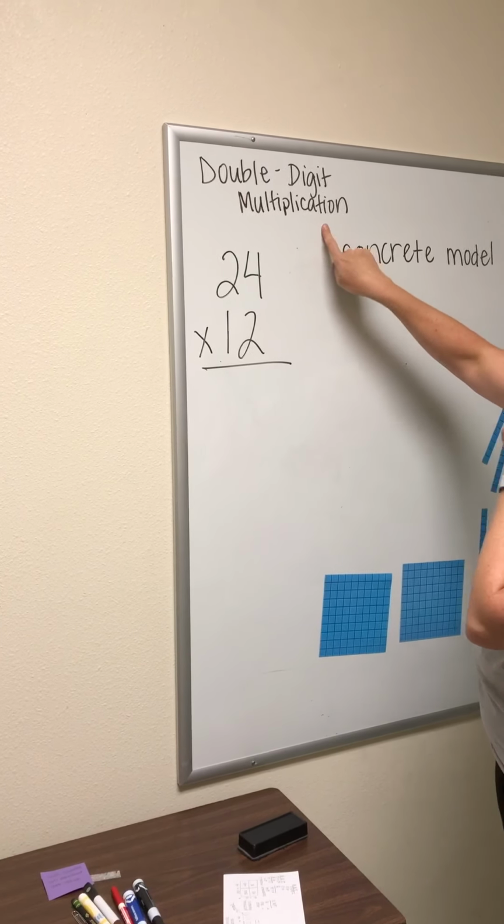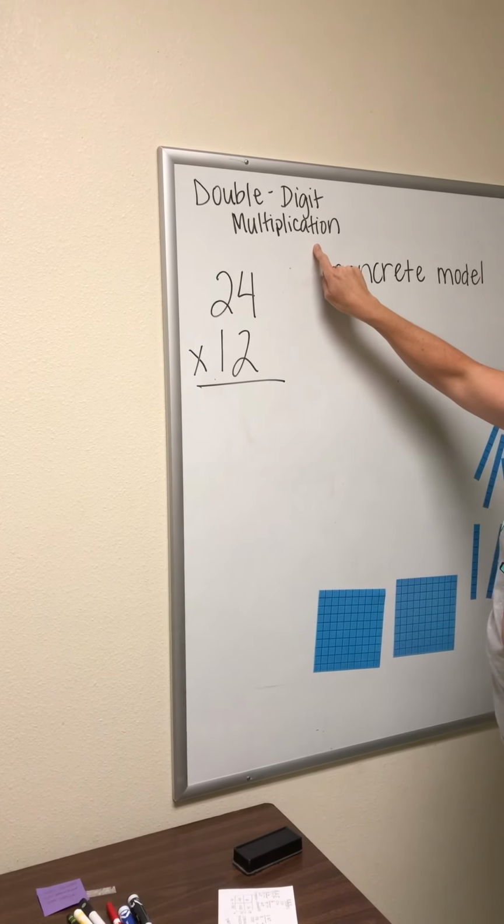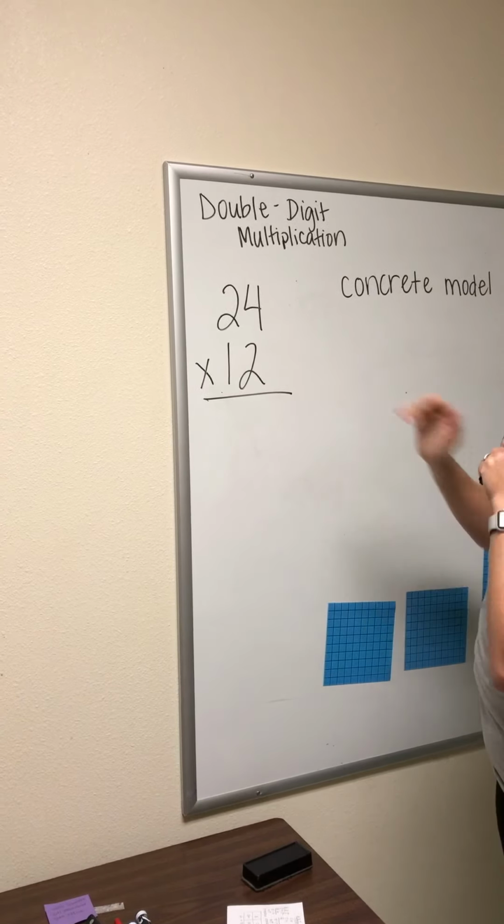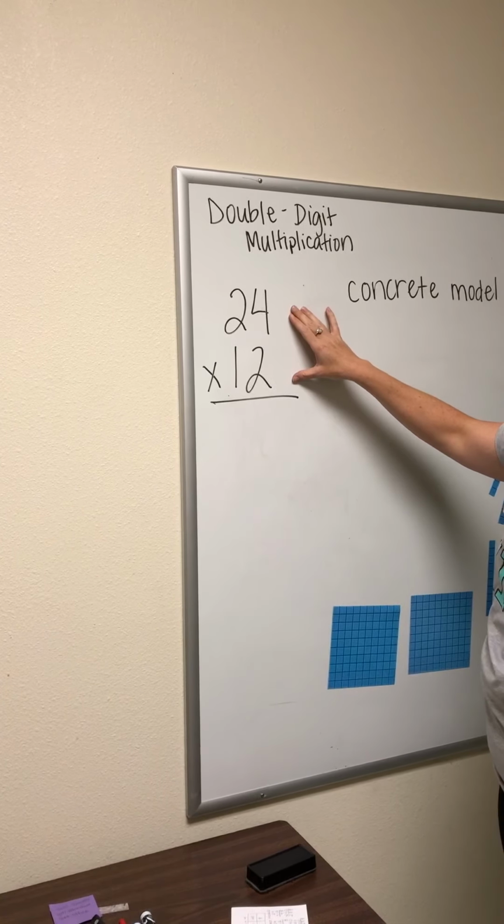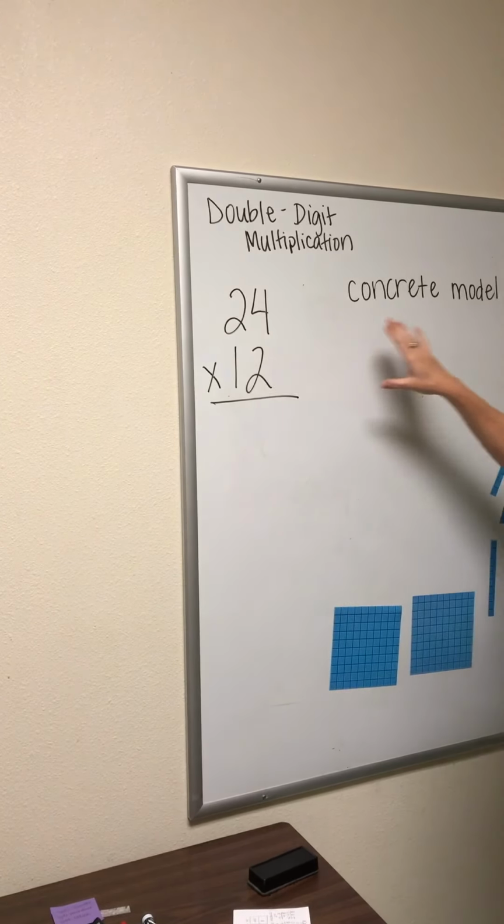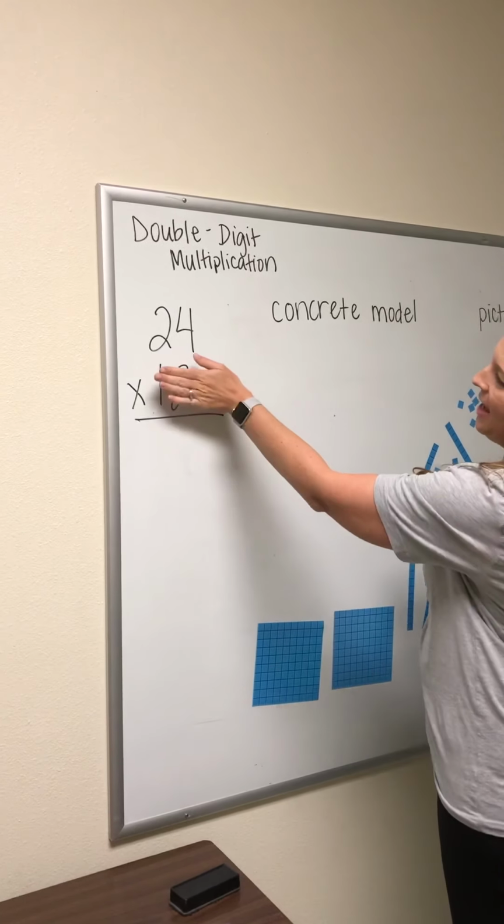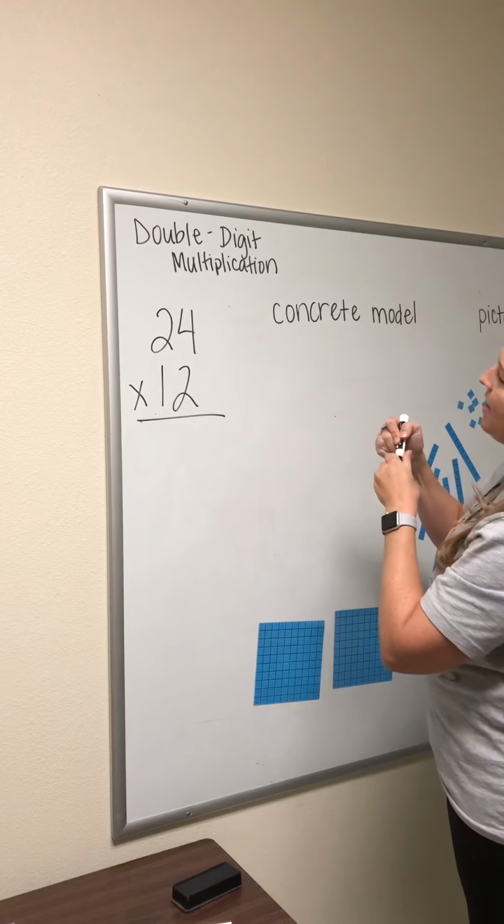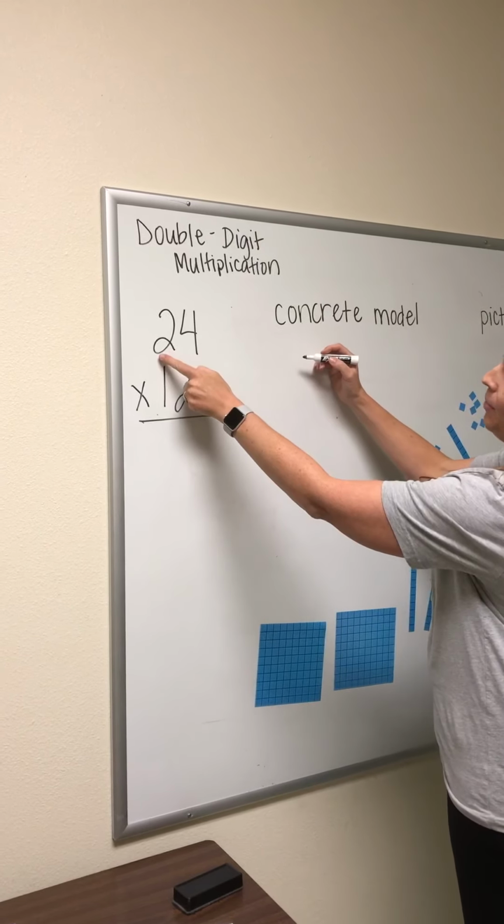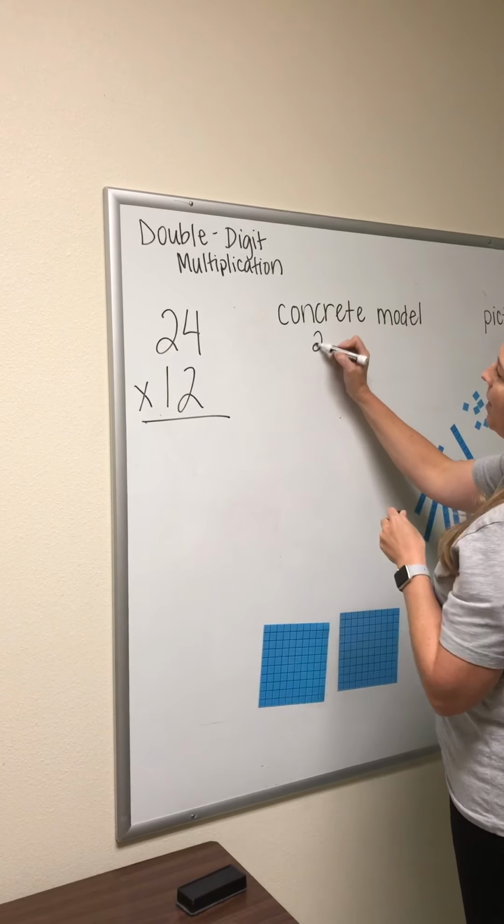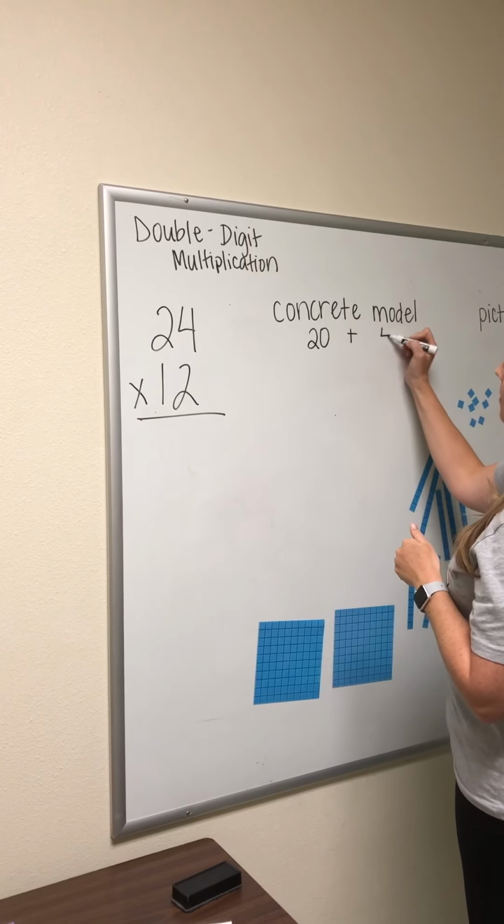Okay, we're going to learn how to do double-digit multiplication over many different ways. We're going to start with the problem 24 times 12. We are going to start first with the concrete model. I'm going to take each of these factors, and so I'm going to start with 24 and break it into 20 and 4 to start building my concrete model.